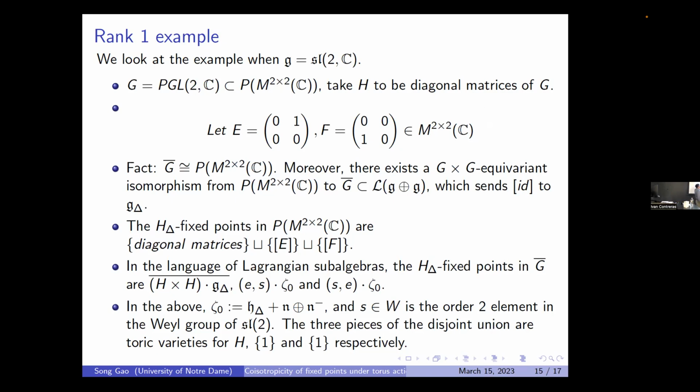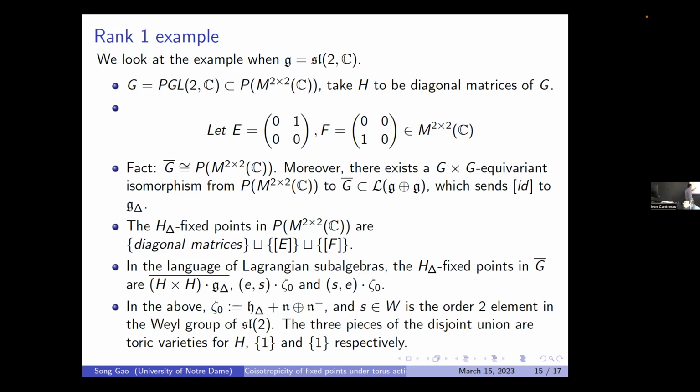compactification G bar can be identified with the projectivized space of 2x2 matrices. And moreover, there exists a G cross G equivariant isomorphism from this space to G bar, which sends the identity to the G diagonal. And it's easy to see that the H diagonal fixed points inside this space are diagonal matrices, disjoint union E and F.